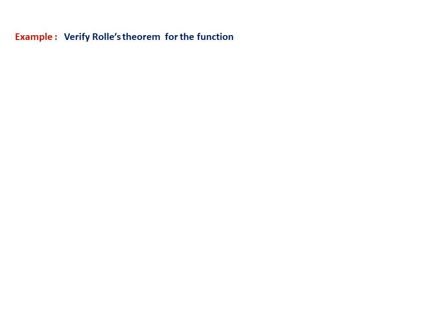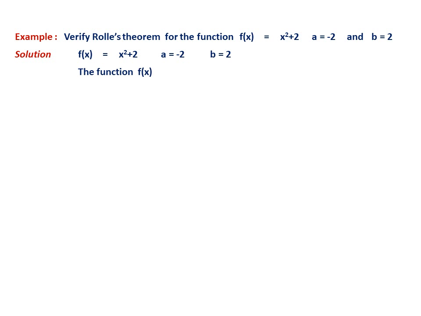Now verify Rolle's theorem for the function f of x equal to x square plus 2, a equal to minus 2, and b equal to 2. So what is the first condition? So first let us write f of x equal to x square plus 2. Given interval is a is minus 2, b is 2.